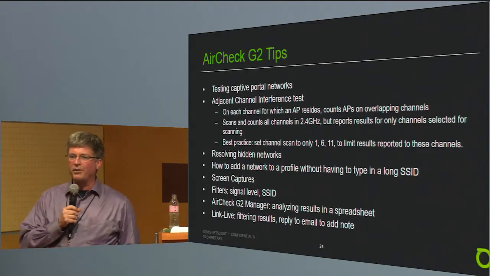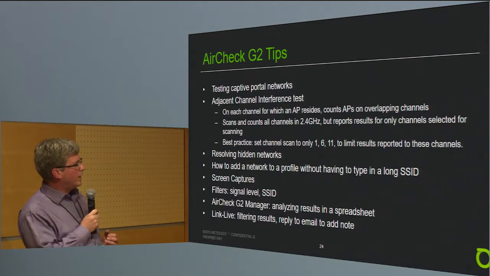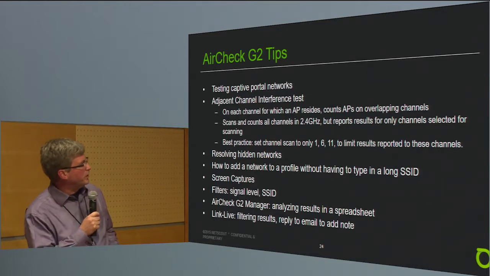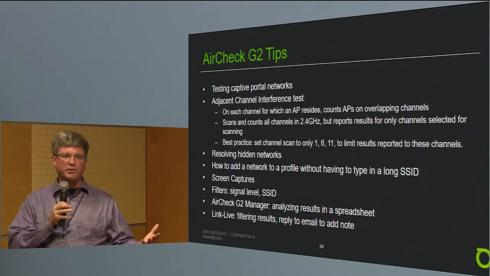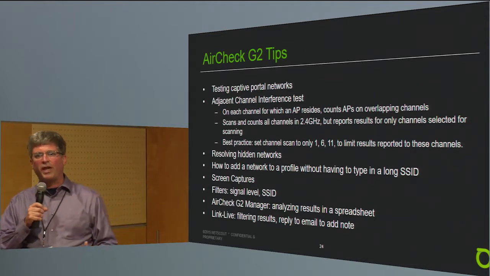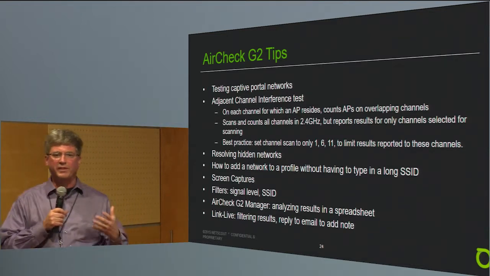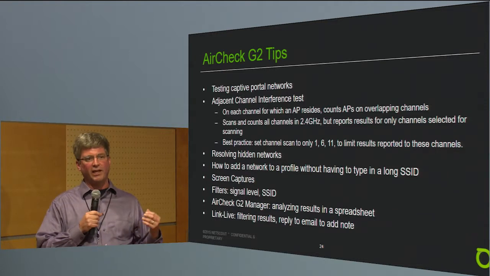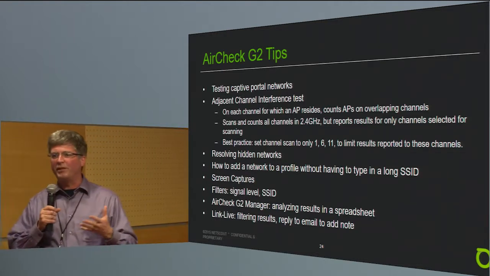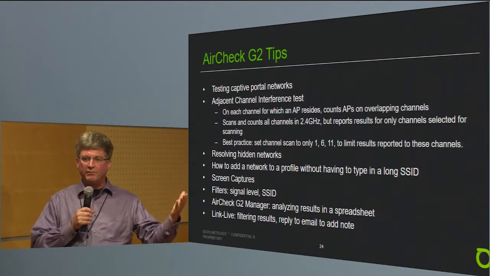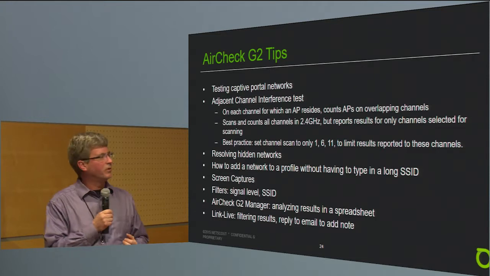The adjacent channel interference test. This is part of our auto test, and here's a quick explanation of what it's doing. On our auto test, there is a co-channel interference test, and that's pretty simple. It scans all the channels, or all the channels you tell it to scan. You can set it up to only scan certain channels, anywhere from one channel all the way up to all of them. And then it'll simply count how many APs it finds above signal threshold on each channel and report the ones with the most APs on them.